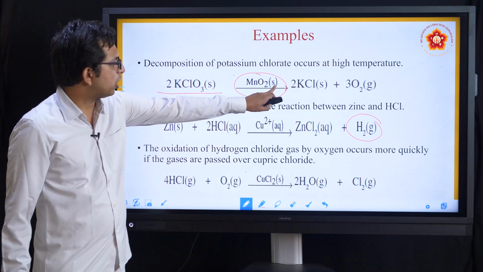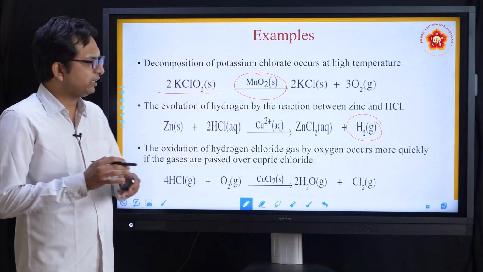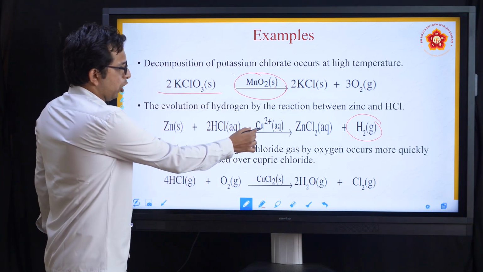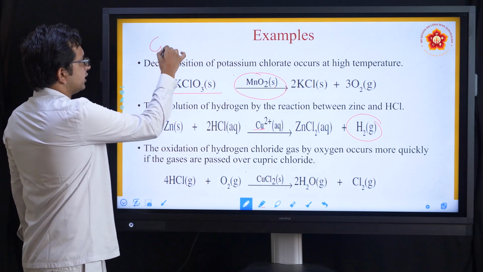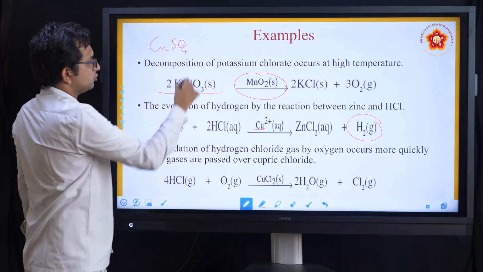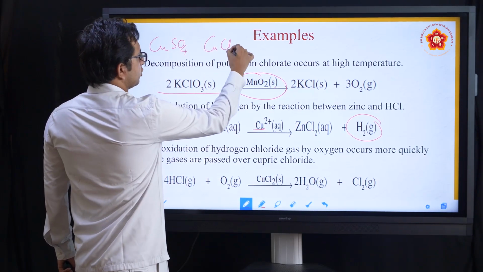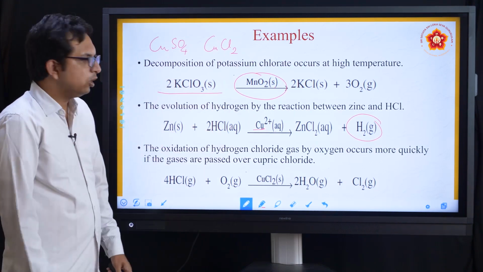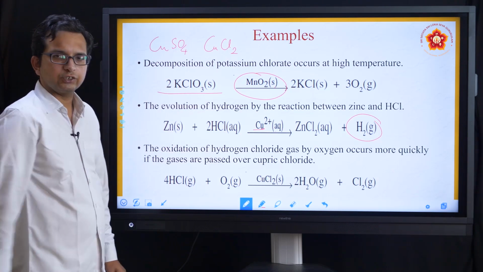Now here it was a solid catalyst, whereas here it is aqueous. What does this aqueous indicate? It indicates some solution of a copper salt. Any copper salt, Cu2+ indicates you can have CuSO4, which is copper sulfate. You can also have copper chloride salt in these cases. So any of these salts can be utilized, and you can form this reaction.